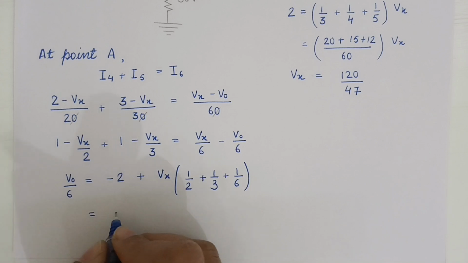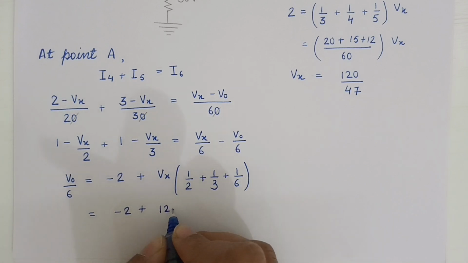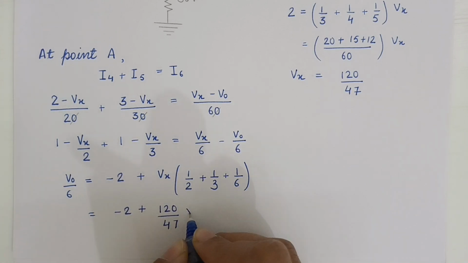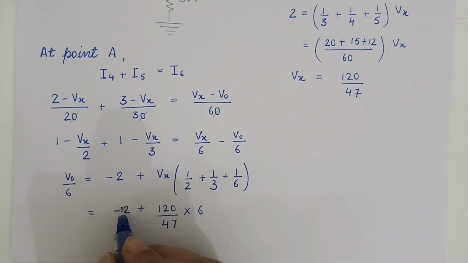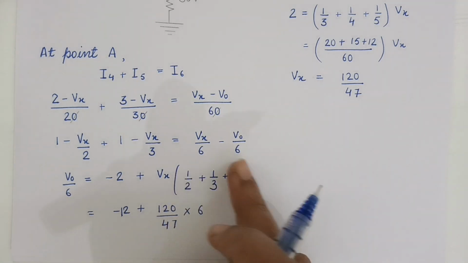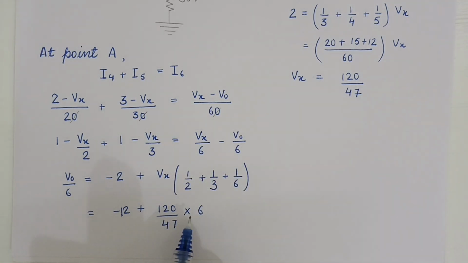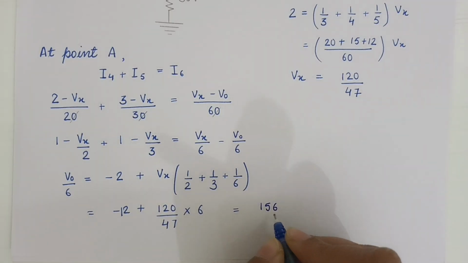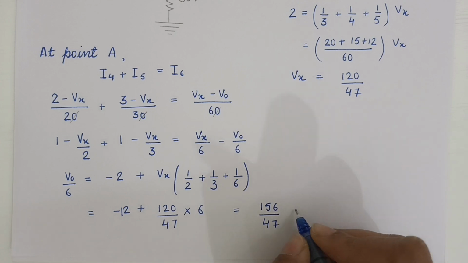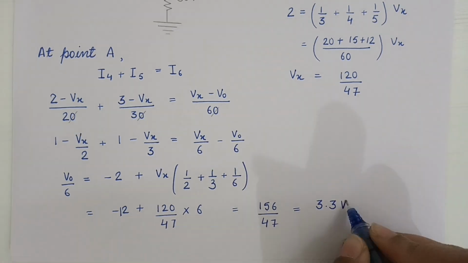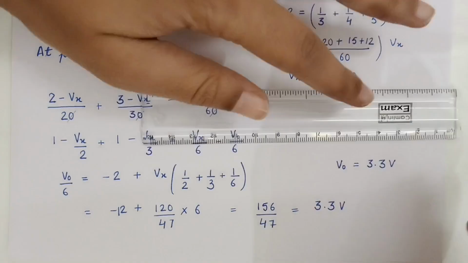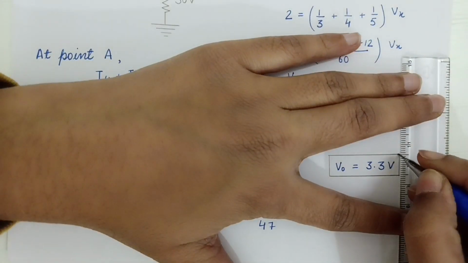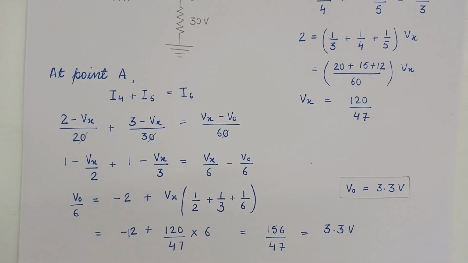Now let's solve it and put in the value of Vx from here, that is 120 by 47. So minus 2 plus 120 by 47 into 6, and taking this 6 to this side, this will become 12, and 6 multiplied by this, and this value will give 1. So here we multiply only 6 with the Vx value. Finally we will get 156 divided by 47, which is equal to 3.3 volt. That is, V naught is equal to 3.3 volt. So this is it, and we get the output voltage.